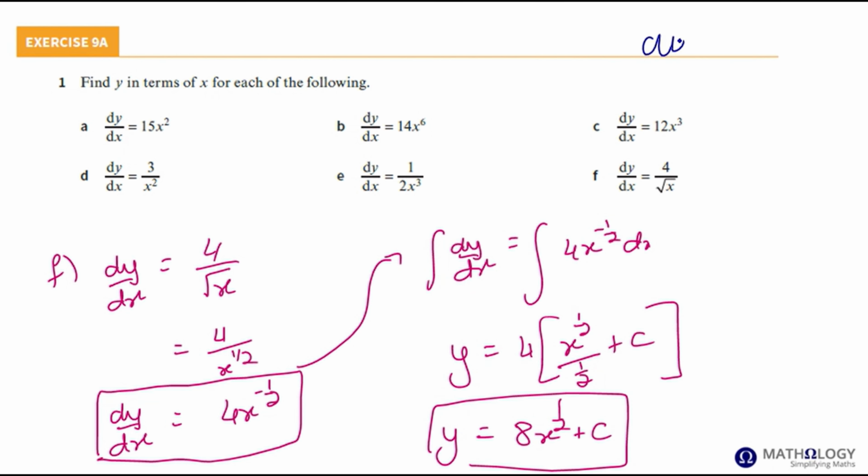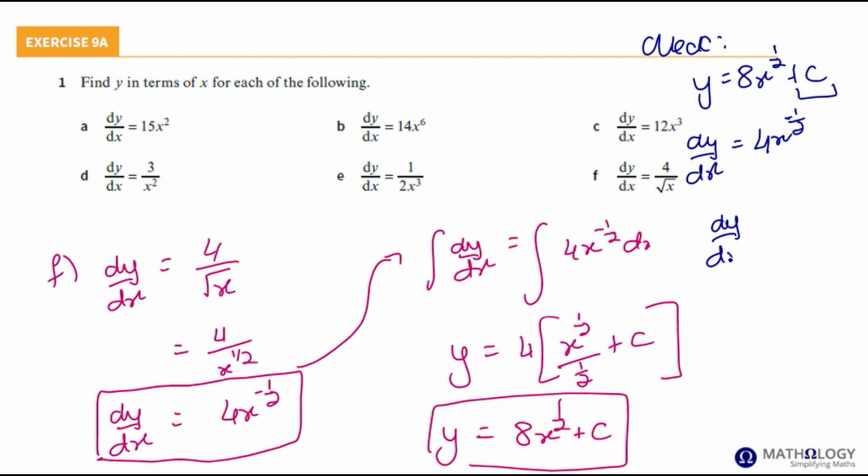Now I'm going to check the integration by differentiating. So dy/dx equals 8 times a half is 4, x to the half minus 1, x to the minus a half, and the derivative of a constant is 0. dy/dx equals 4 over x to a half. In a better form, that's 4 over root x.